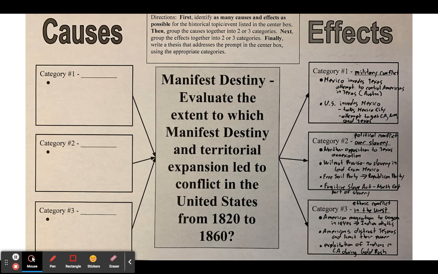So we have American migration into Oregon in the 1840s, and this is a repeat of the colonial era where Native Americans were dying of diseases that they had been exposed to through white settlers. And so you end up with this conflict there. The Americans started taking over Oregon.